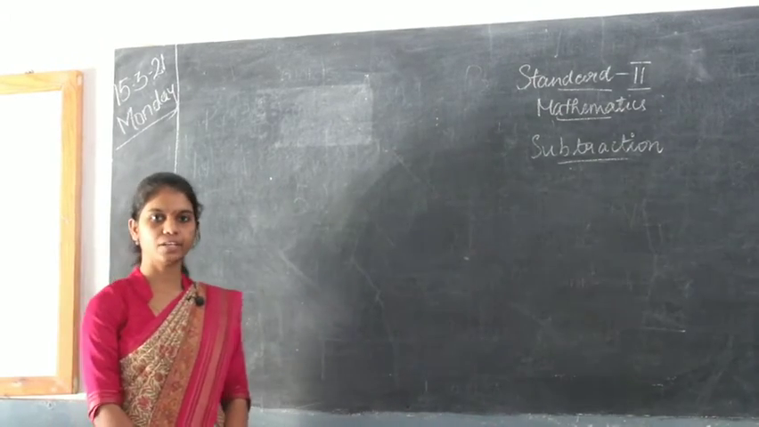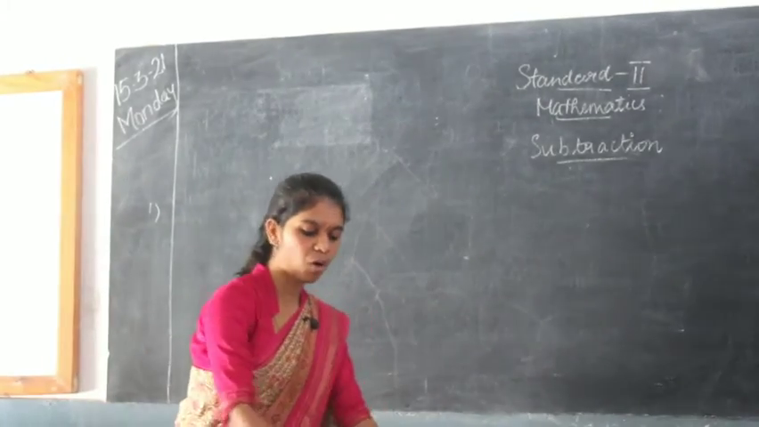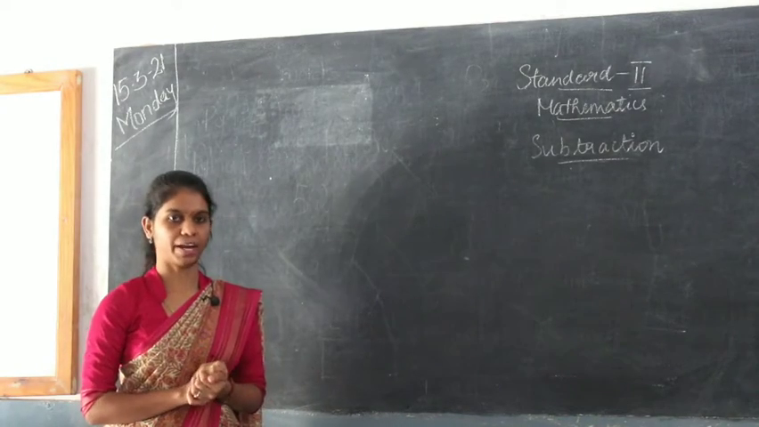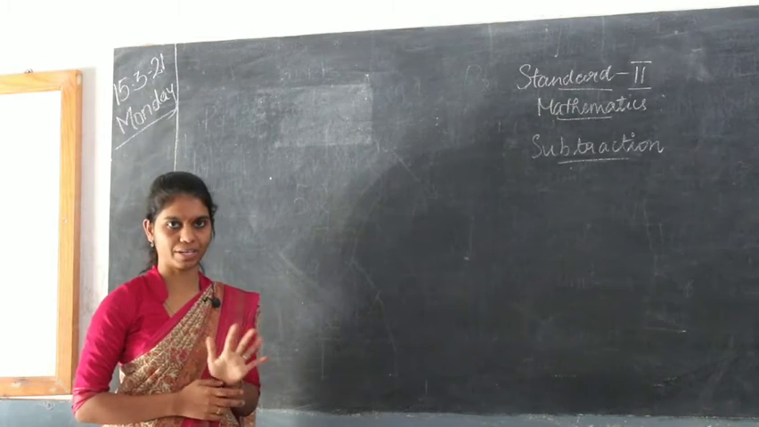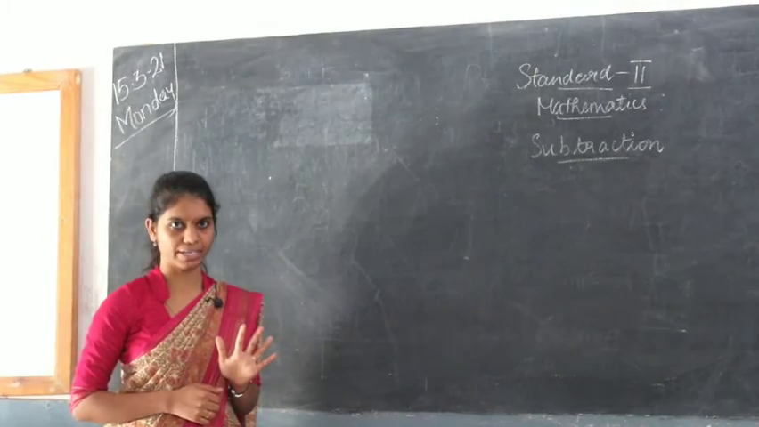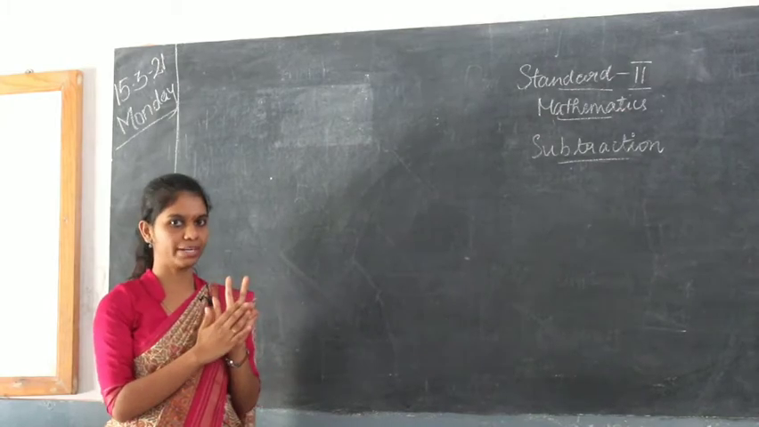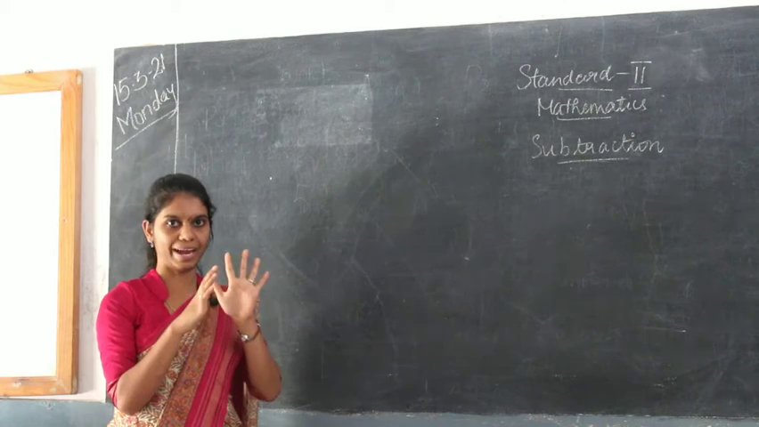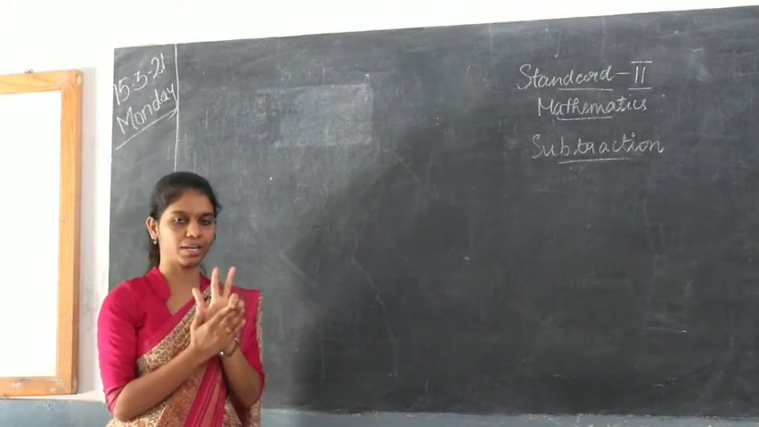Before I get into what subtraction is, I'll give you a small example of how you can understand subtraction. For example, you have 5 chocolates, and you ate 2 chocolates. So 1 chocolate went, 2 chocolates went. How many chocolates are remaining? 1, 2 and 3. You had 5, you ate 2, so the remaining chocolates are 3.